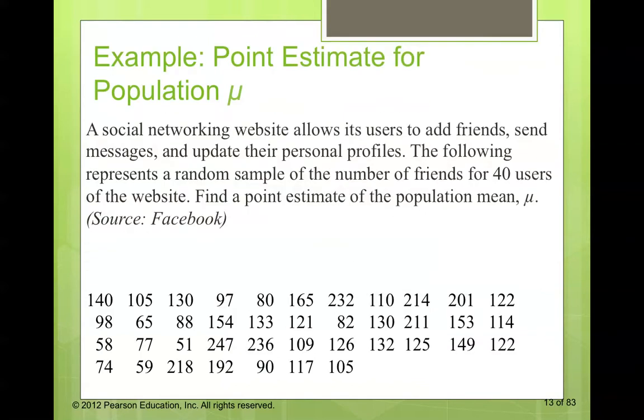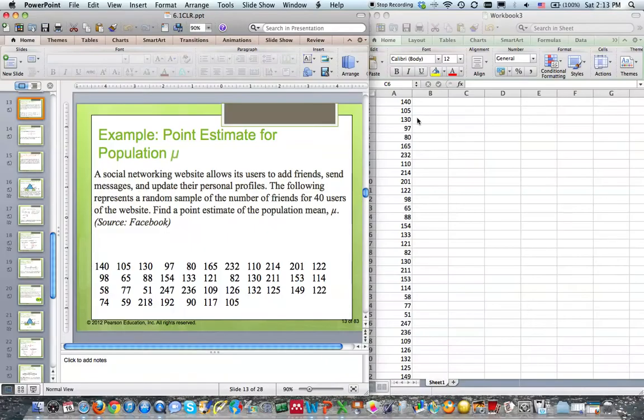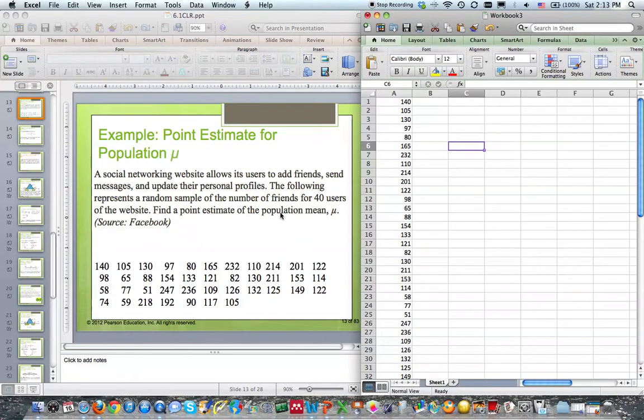Alright, a social networking website allows its users to add friends, send messages, and update their personal profiles. The following represents a random sample of the number of friends for 40 users of the website. Find a point estimate for the population mean, mu. So I've already typed this stuff into Excel, and I have it right here. The first thing it asks me for is to find the population mean mu.